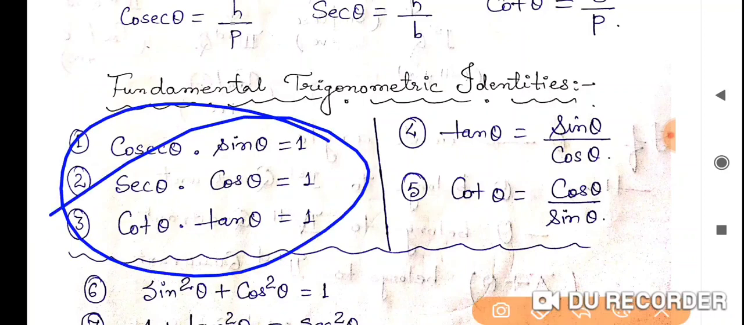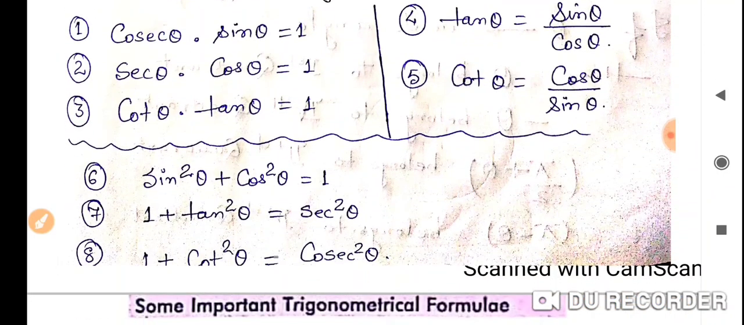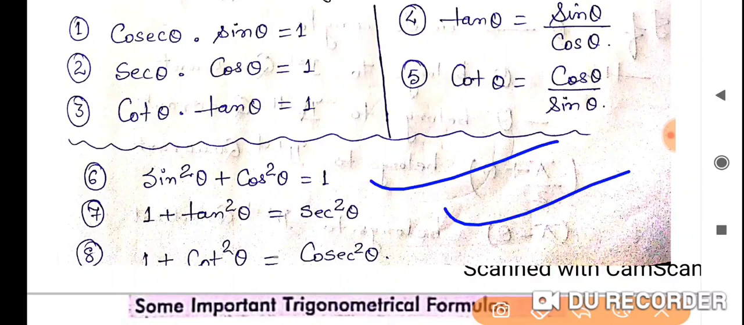Now tan theta is the ratio of sin theta and cos theta, and cot theta is the ratio of cos theta and sin theta. This is also a very important identity. Next, sin square theta plus cos square theta equals 1. 1 plus tan square theta equals sec square theta, and 1 plus cot square theta equals cosec square theta.